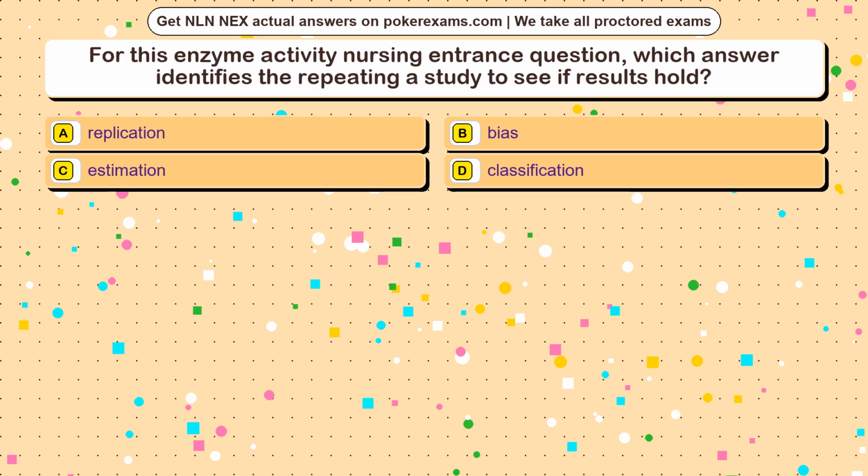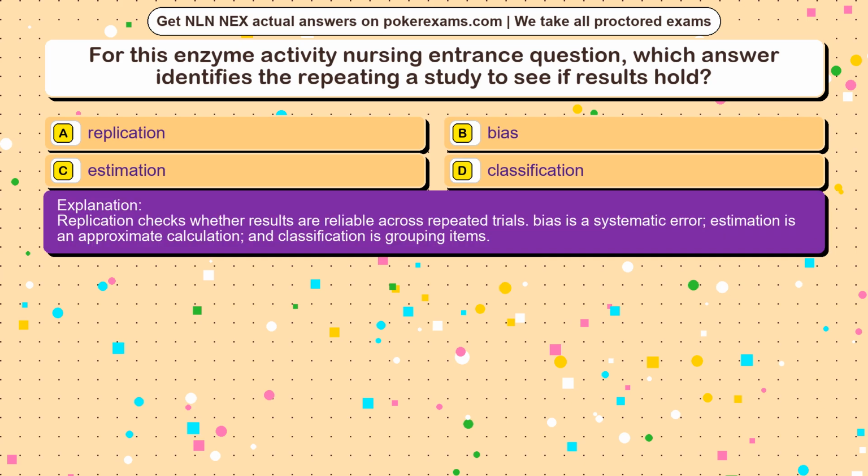The correct answer is option. Replication checks whether results are reliable across repeated trials. Bias is a systematic error, estimation is an approximate calculation, and classification is grouping items.